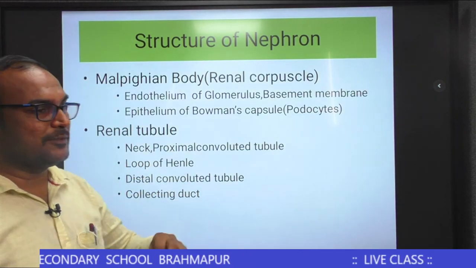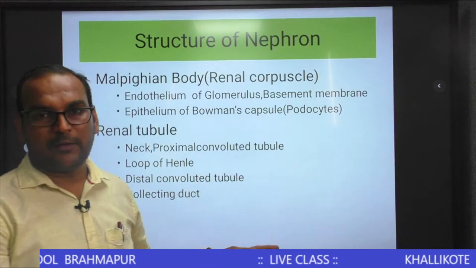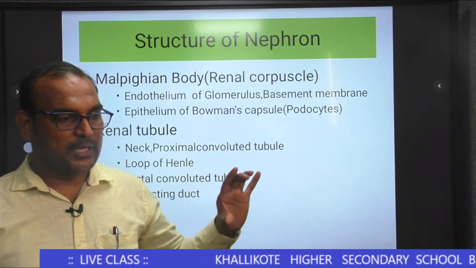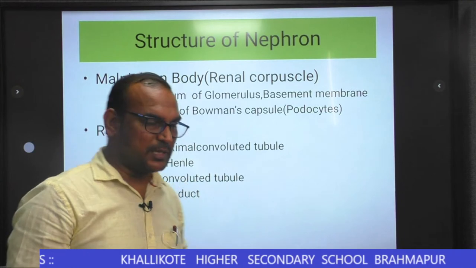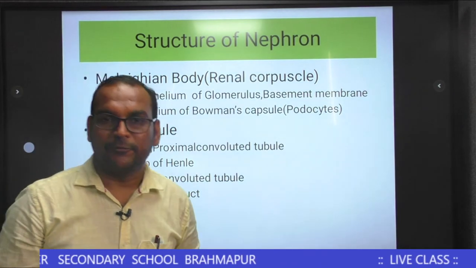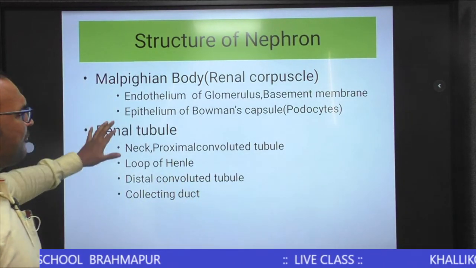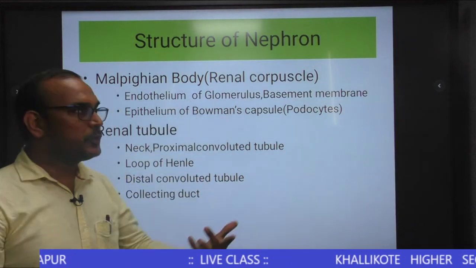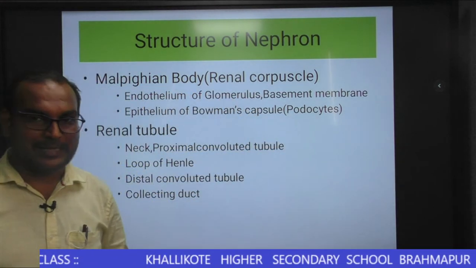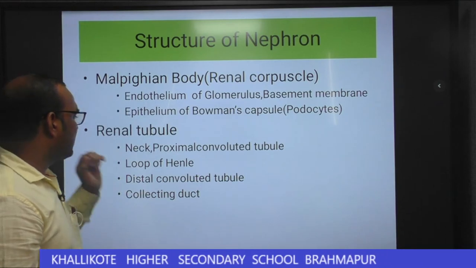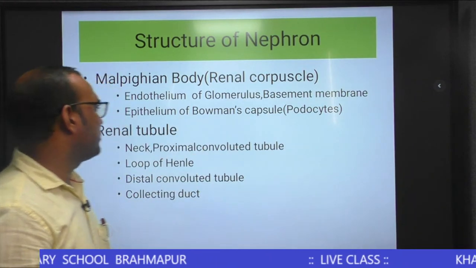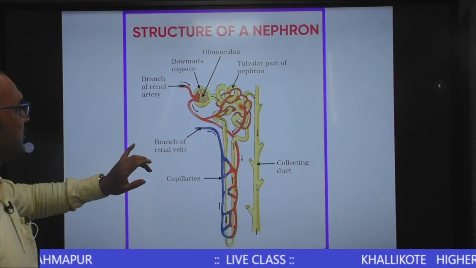So the fundamental unit, like each wall has a fundamental unit, the brick. The fundamental unit of the kidney is the nephron. And the nephron has two different components. The first component is the Malpighian body, which is also called the renal corpuscle, and the other is the renal tubule. It has a corpuscle that I will show you, and a renal tubule.